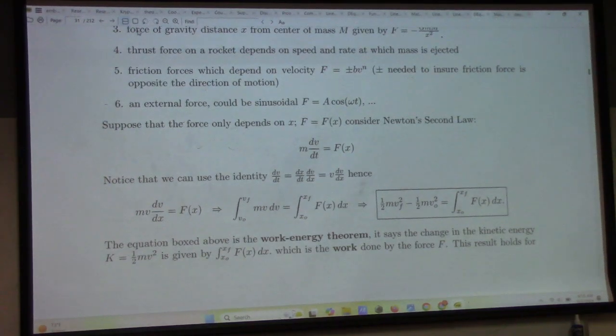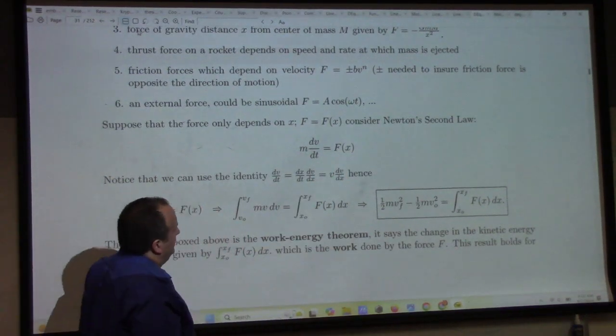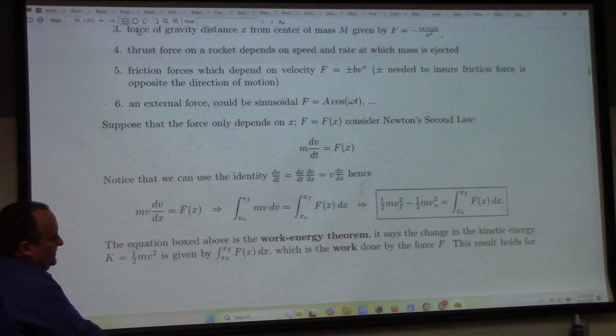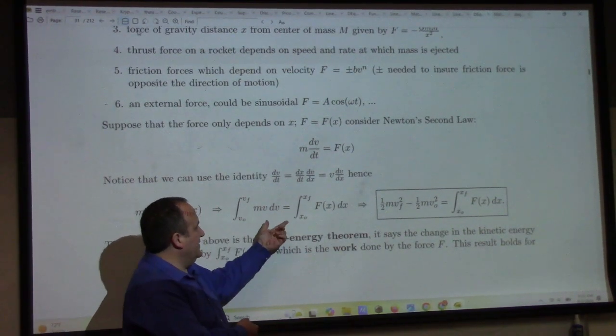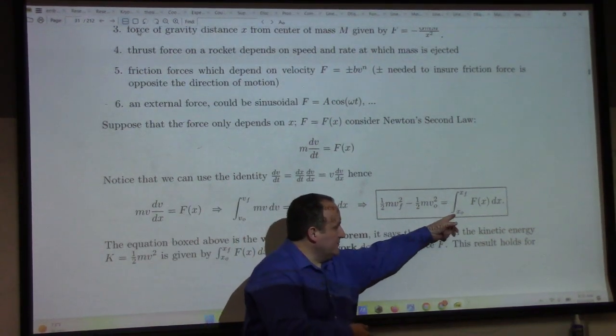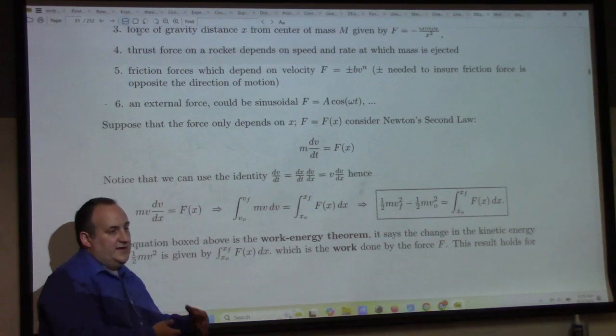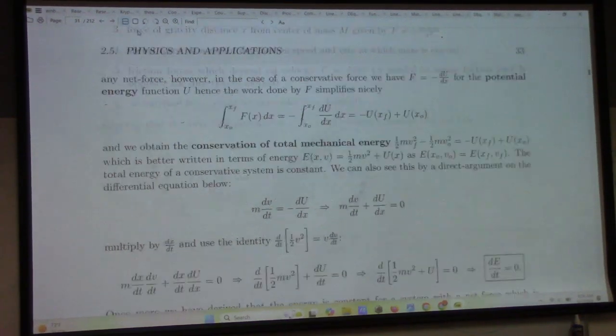Here's a short derivation. If your force is just a function of x in one dimension, then it's a conservative force. And as such, this is just the work-energy theorem. It says that the change in kinetic energy is equal to the work done by the one-dimensional force. If that force is equal to minus dU/dx, then we get conservation of energy. I'll take 10 minutes to derive that in 3 dimensions, like a future class probably.